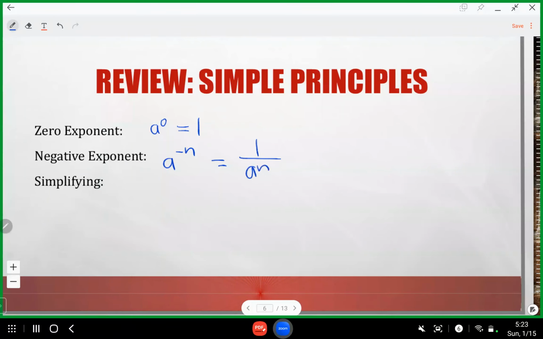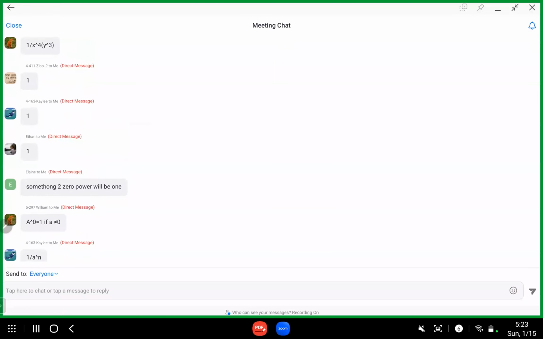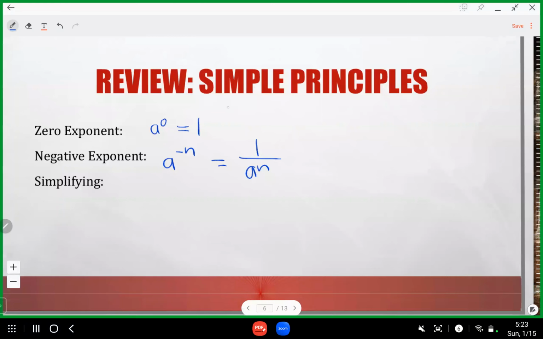Okay, and also William brought up a very good point. A to the 0th power is equal to 1 if and only if a does not equal 0. Very good, William. Let's add that a cannot be equal to 0 because 0 to the 0th power is just going to be undefined. So make sure that a is also not equal to 0. But we don't usually have to worry about that much.